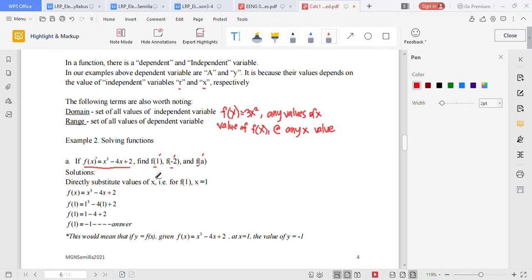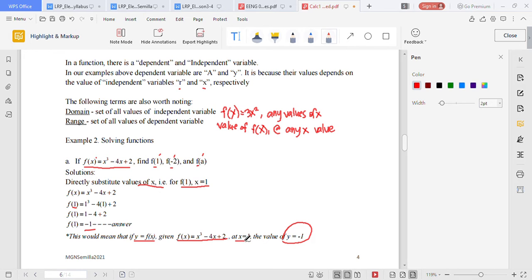Solving for f of 1, we just directly substitute the value of x, such that x equals 1. Substituting x equals 1 into this equation, we have f of 1 equals 1 cubed minus 4 times 1 plus 2, and we have an answer of negative 1. This would mean that if y equals f of x, given that f of x equals x cubed minus 4x plus 2, at x equals 1, the value of y is negative 1.